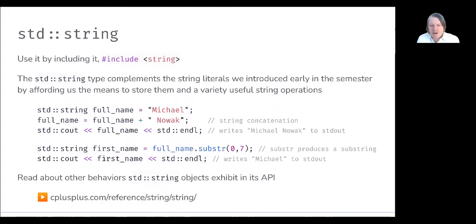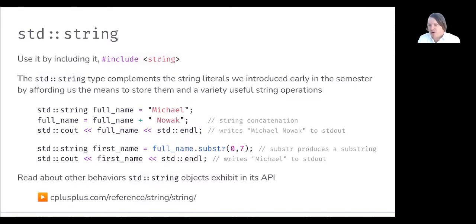Let's say we'd like to create a new string. The type of object being declared is going to be standard library string. The name of that object is going to be full name. In this case, I'm initializing the string with Michael. The full name, I have the ability to actually concatenate to it.